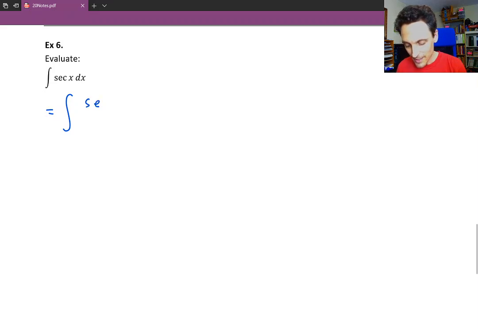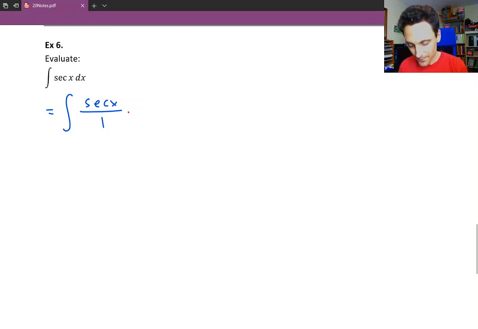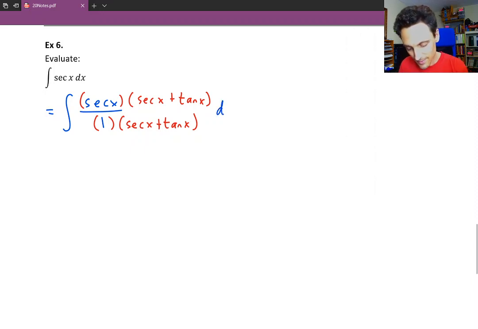We're going to write this as secant x over 1, and we're going to multiply the top and the bottom. Let me write it like this. We're going to multiply the top and the bottom by secant x plus tangent x. It's going to seem pretty mysterious at first, but that's going to really help us out.